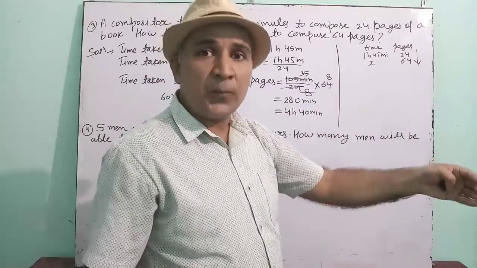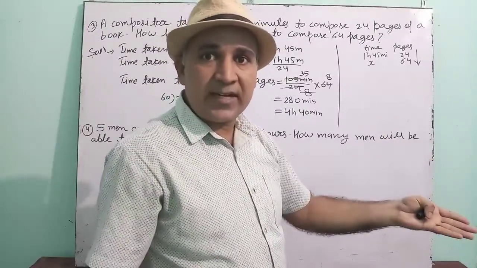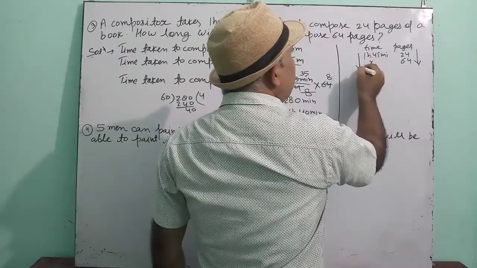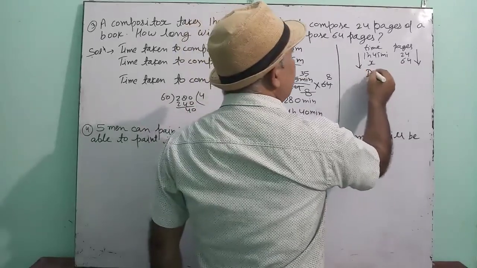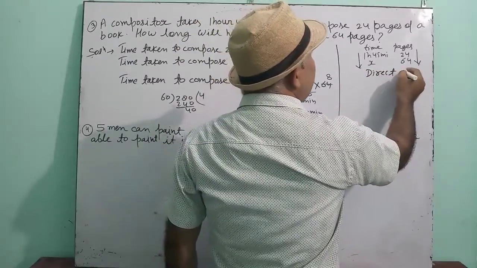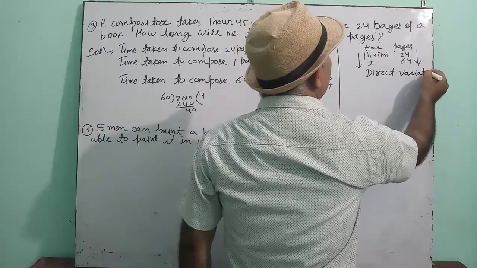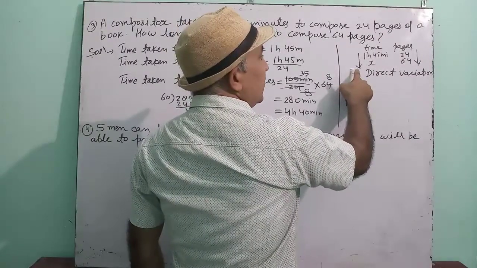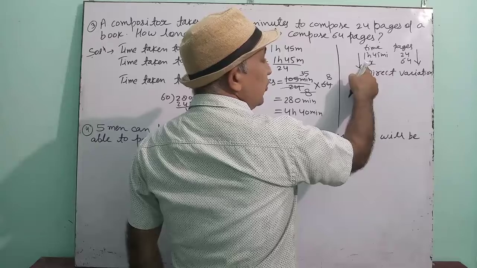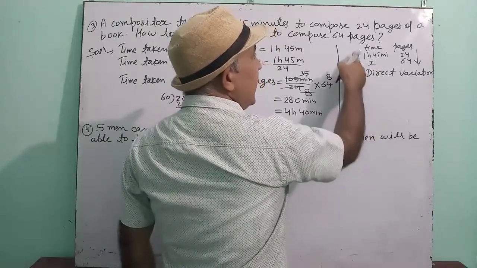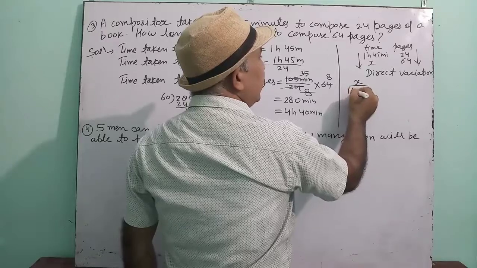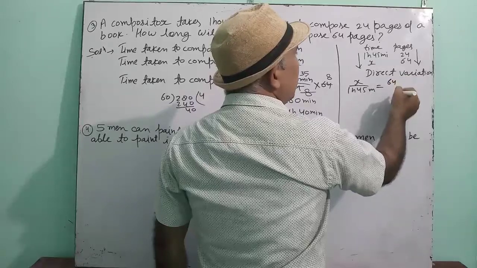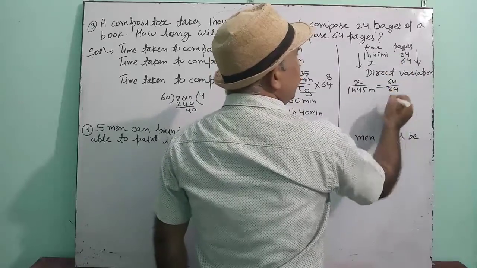To compose more pages, more time is taken. That is why there is direct relation. If there is direct relation, then the arrow's sign will be the same. Direct relation means direct variation. And what is the method of writing? The arrow: the number towards the arrow will be the numerator and the tail of the arrow will be the denominator. This is the method of writing. Arrow side will be the numerator and tail side will be the denominator.